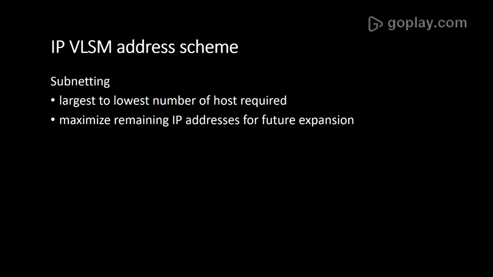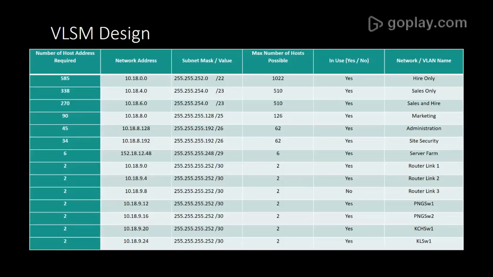for future expansion. Referring to this VLSM design table, the subnetting process started with a network address of 10.18.0.0 with 585 host address required, ending with network address of 10.18.9.24 with only 2 network host address required.